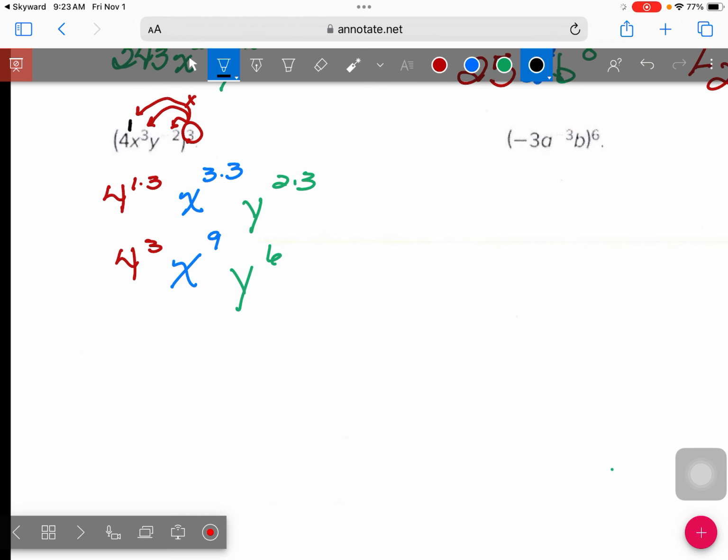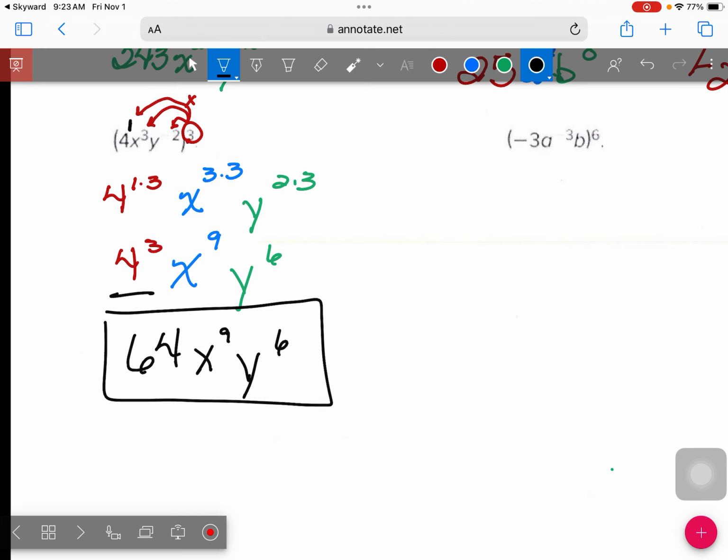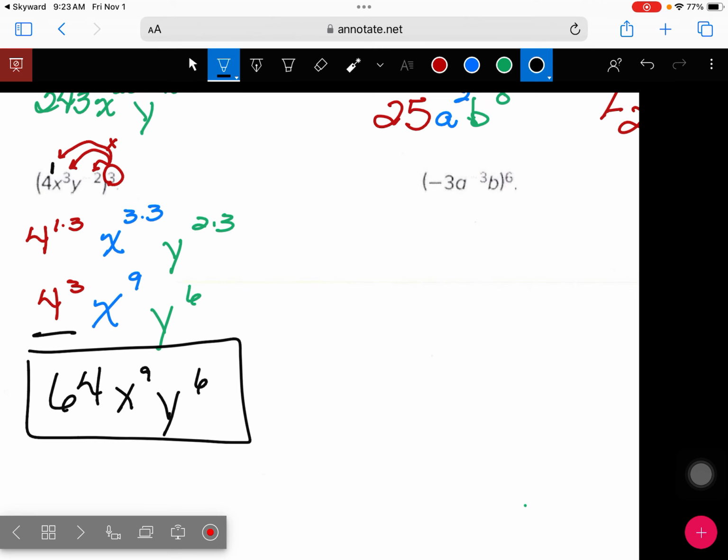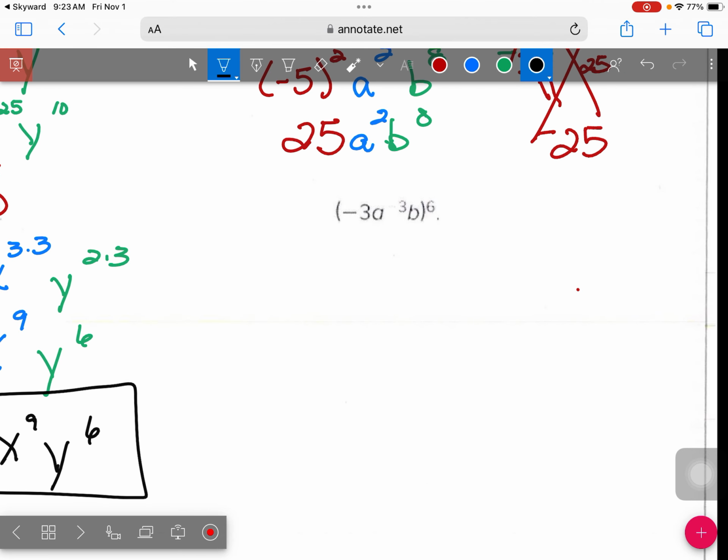4 to the third, you can do that on your calculator. 4 caret 3, 64, x to the 9th, y to the 6th. Questions on that? All right, do this next one again on your own. Negative 3, a to the third, b, all of that raised to the 6th power. Let's see what answers we get.